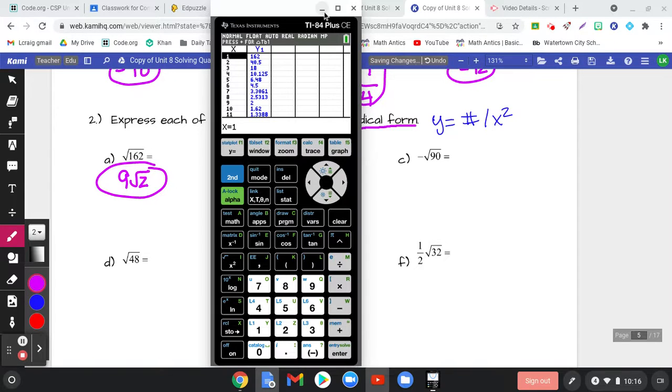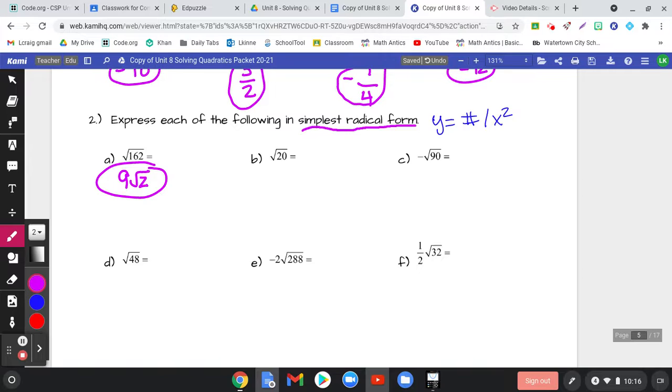Okay? If you did it by hand, 162 is the same as 81 times 2. Square root of 81 is 9, and then you leave the square root of 2. All right, if we do this one by hand, so think about the perfect squares that go into 20. 1, 2 times 2 is 4. Ooh, 4 goes into 20. 3 times 3 is 9. 4 times 4 is 16, 25, and so on. So 4 goes into 20. 4 times 5. The square root of 4 is 2, and then bring the radical 5 down.